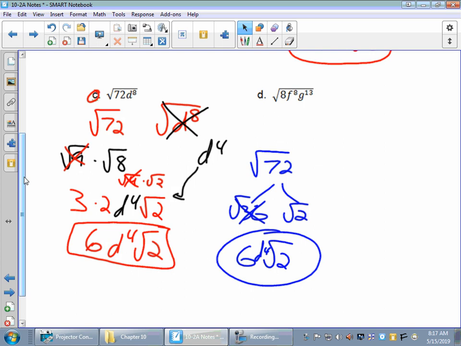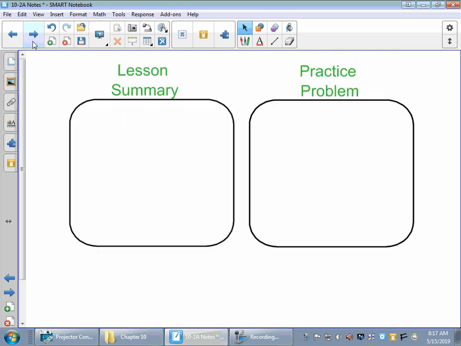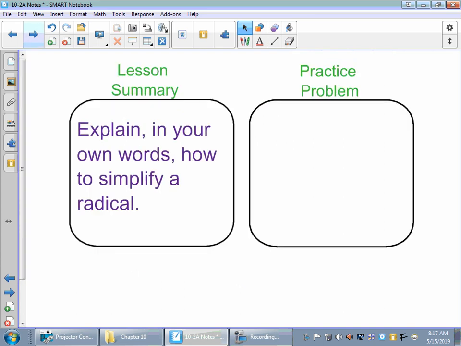All right, so let's roll on here. We'll go to the lesson summary now. So I want you to explain in your own words how to simplify a radical, and then that would be your lesson summary. You've got to do these guys, and then our practice problem here is to simplify this one, square root of 18x squared.